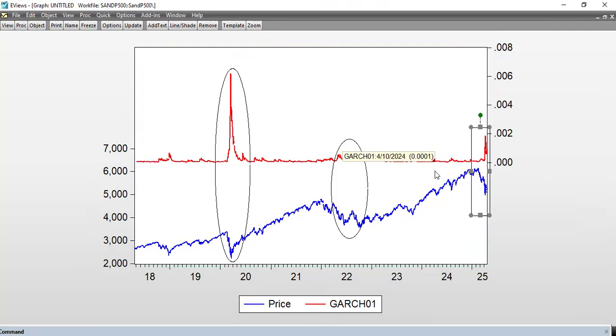So this means what? Let us put it in simple English. Whenever there is a negative shock, there is more volatility. Whenever there is a positive shock, there is less volatility. This is called leverage effect. Now, I would like you to draw this figure and put it in MS Word once we are writing the research papers.